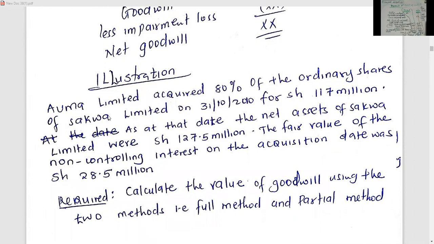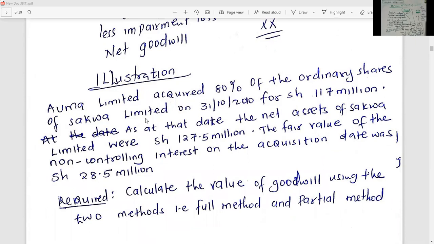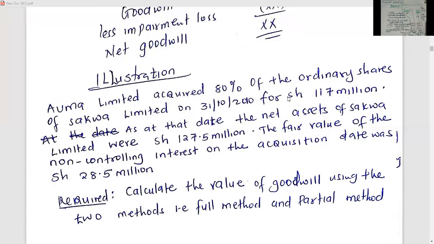So this one says that Auma Limited acquired 80% of the ordinary shares of Sakwa Limited on 31st October 2010 for 117 million shillings. Auma is the parent and Sakwa is a subsidiary because it was acquired up to 80%. So Auma paid 117. This 117 is the cost of purchase, that is purchase consideration, or we call it cost of investment.